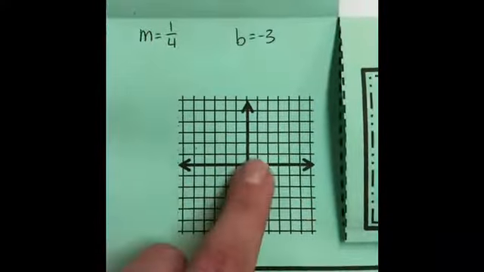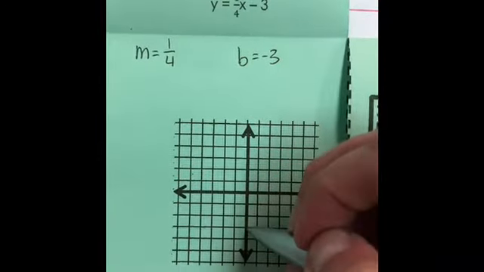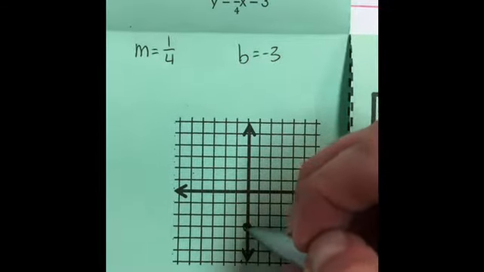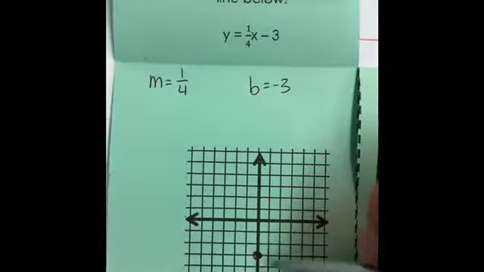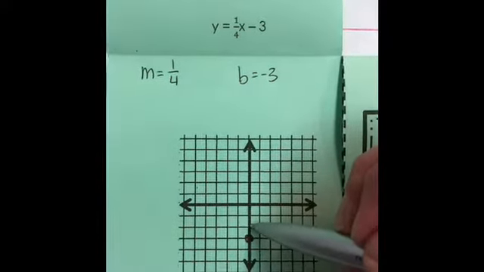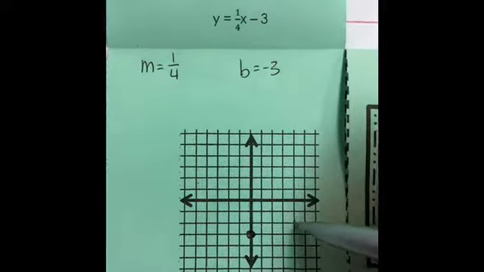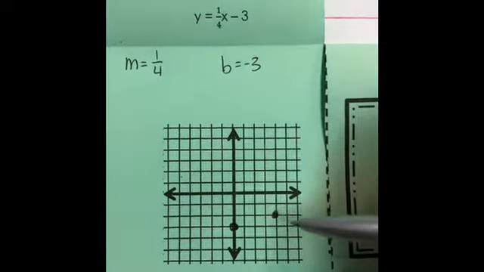In order to graph this, we are first going to plot our y-intercept at y equals -3. We will then use our slope to find 2 more points. Our slope says that we need to go up 1/4.